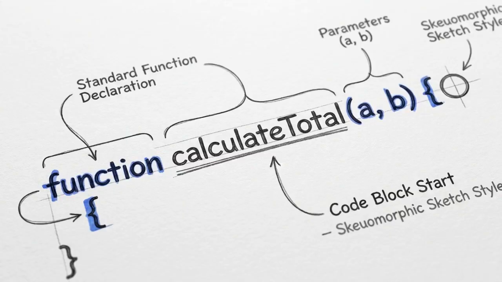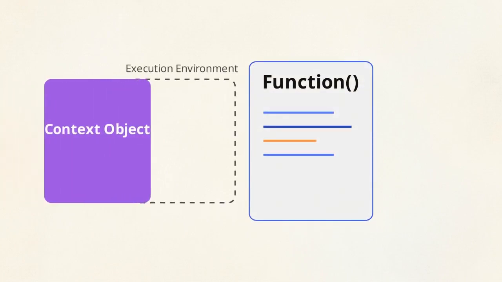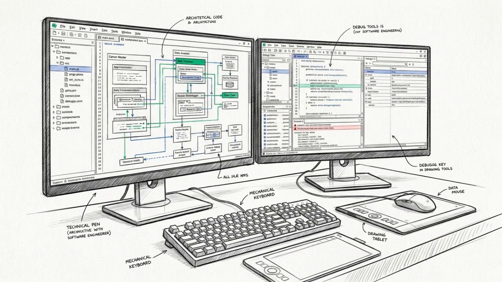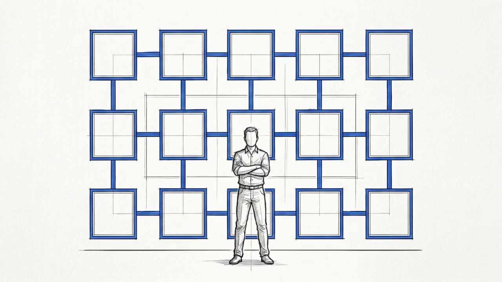Every time a standard function is called, the interpreter silently passes a hidden argument into the execution environment, a context object. Isolating how the engine decides what that object should be is the dividing line between developers who write by trial and error and the engineers who architect reliable, bulletproof systems.